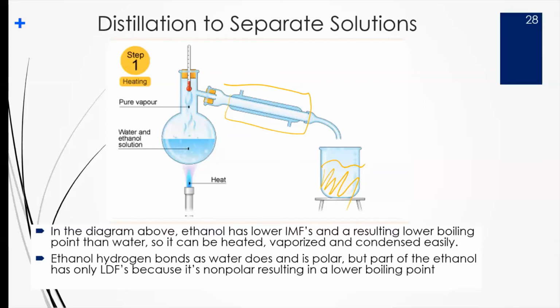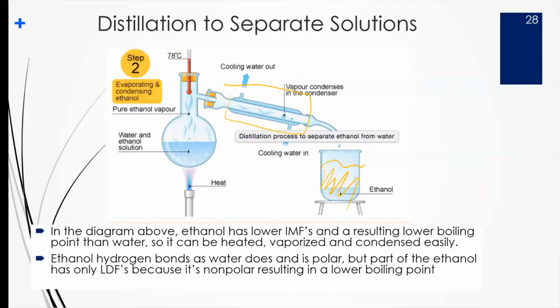So we're heating it here. It's going up into the apparatus. So we're turning that ethanol into its vapor. That vapor is getting cooled down by our condenser. And then we're separating the ethanol from the water. And so that's one way for us to use the intermolecular forces to help separate things.